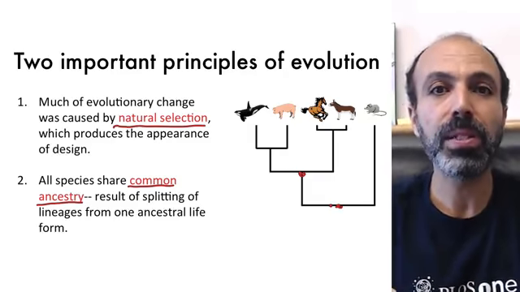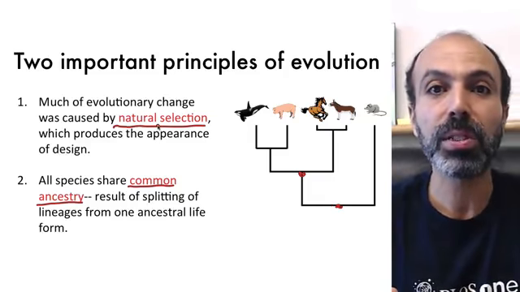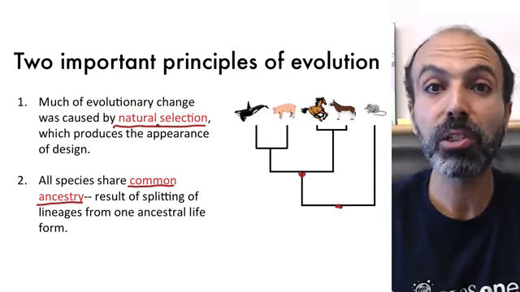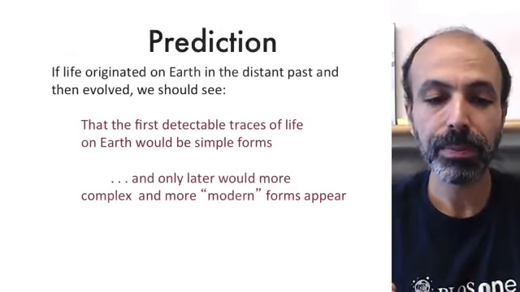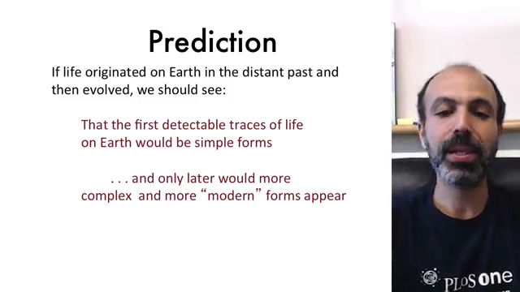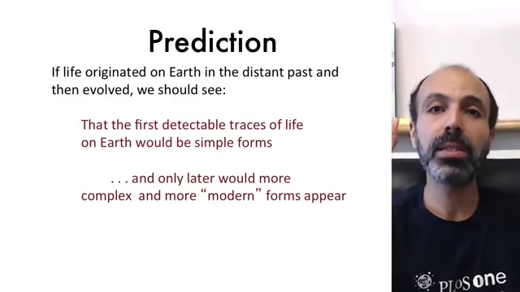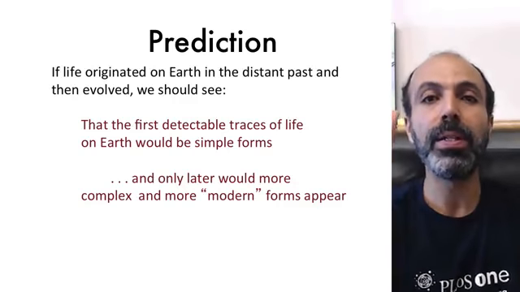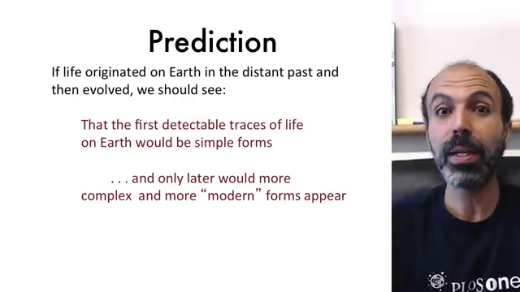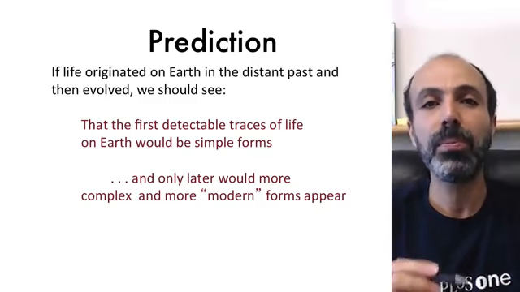But let's go from this into some predictions that come from this idea that most evolutionary change comes from natural selection and from the presumed common ancestor of species. Some of these we've already touched on in previous points. First, if life originated on Earth a single time in the distant past, then when we go way back in the fossil record, the earliest detectable forms of life should be very primitive, very, very simple. And only later should you see some modern forms. It's possible that later you'll also see some simple forms, but the earliest forms should certainly be simple.